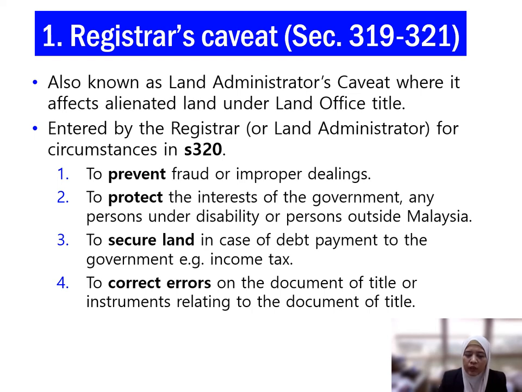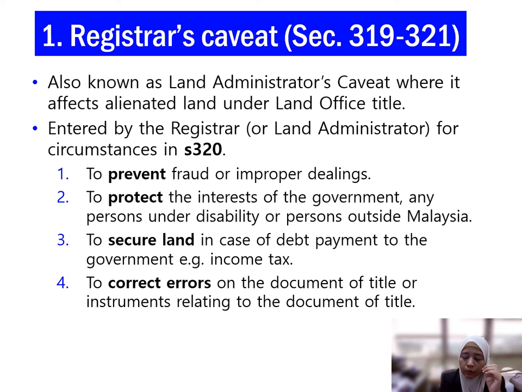The third one, to secure the land in case of debt payment to the government. For instance, in the case of income tax, there was once a case, yeah, Johor case. There was a case involving this land, which the company owed so much to the inland revenue. Okay, duit banyak dihutang. Tapi dia berjaya jual. And accordingly, if you owe money to the government, it should have been able to secure the land, to ambil tanah tu dan jual.